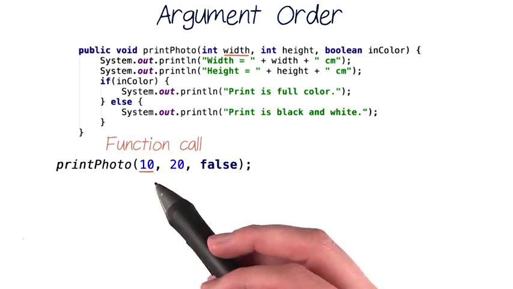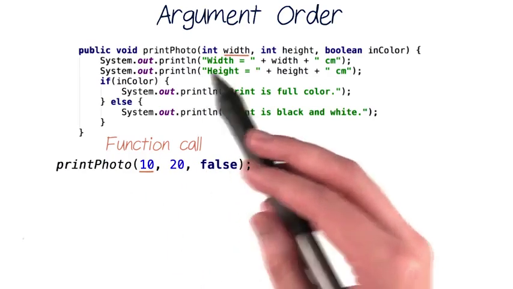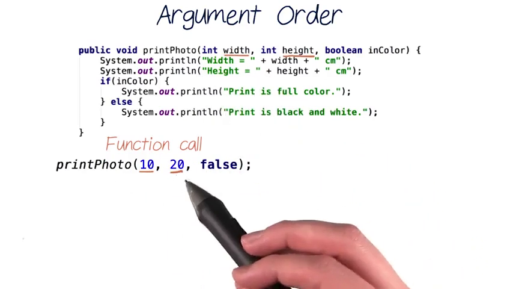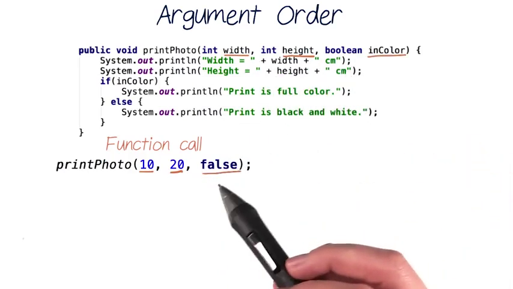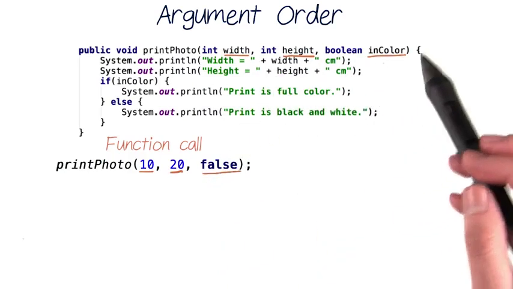We know that our first argument, 10, is matched with our first parameter, width. Our second argument, 20, will be matched with our second parameter, height. And our third argument, false, will be matched with our third parameter, in color.